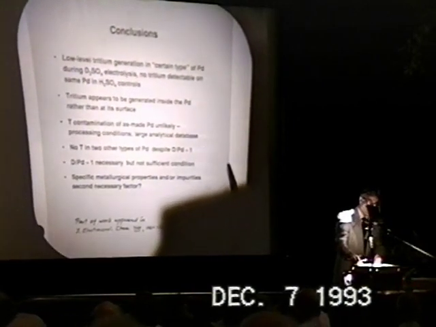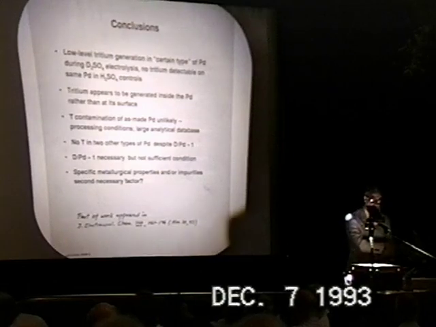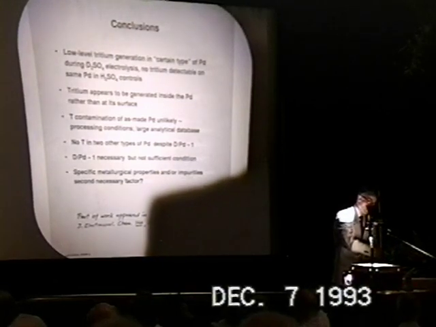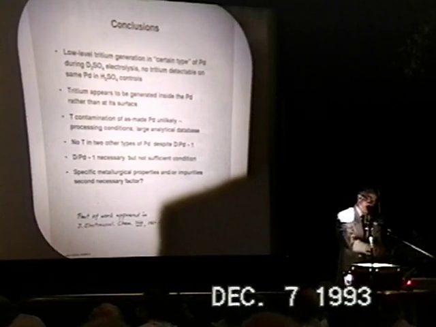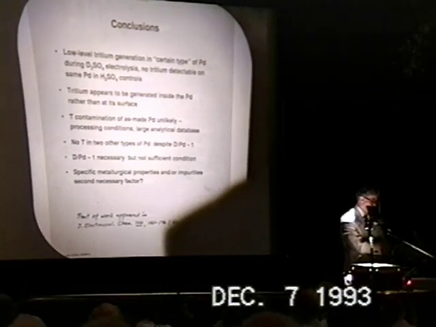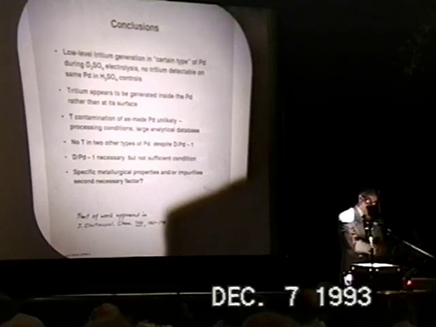Concluding very quickly, we find low-level tritium generation. When I say low-level, it's well visible, about 100 times above background. The low level is compared to, let's say, heat levels at 1 watt. And unfortunately, only a certain type of palladium, where we can't at this moment say what makes that certain type of palladium.